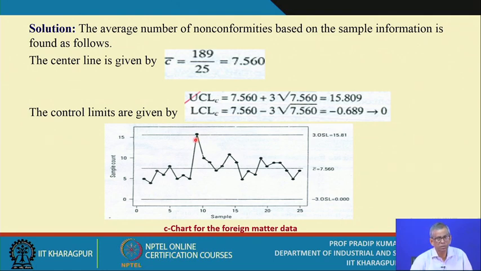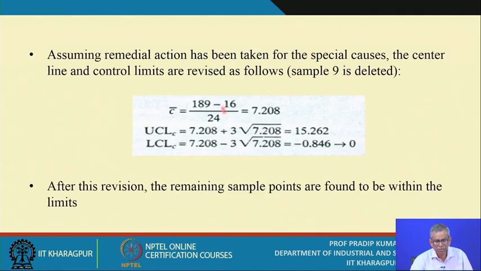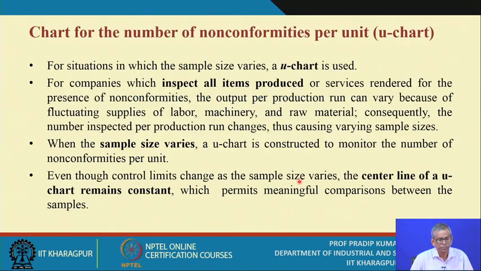The assignable causes you are able to identify, and when you are able to identify them, you are also able to remove them. That's why the point is removed. With this removal, you recalculate. Now there will be 24 samples. You calculate C bar, that is the center line, then you calculate again the upper control limit and the lower control limit. So this is the procedure you follow.